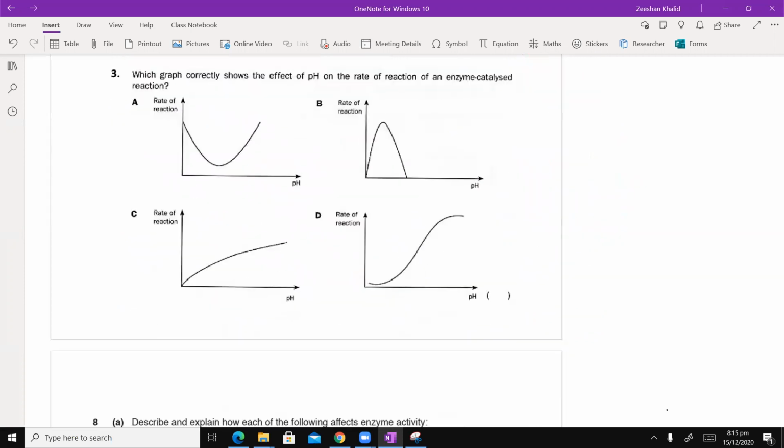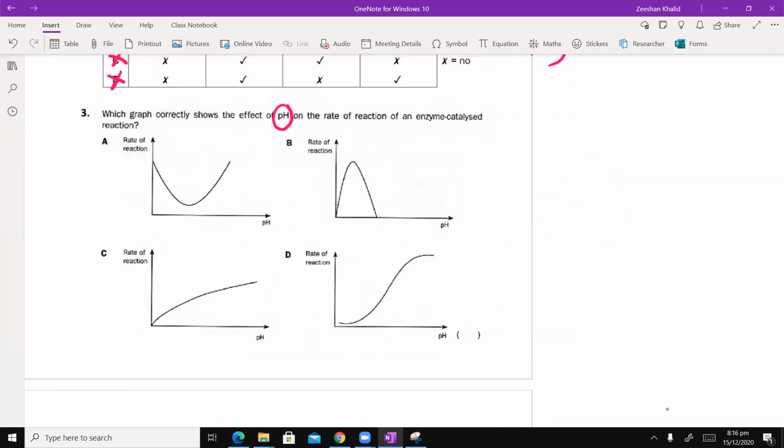Question number 3. Which graph correctly shows the effect of pH on the rate of reaction? Okay, so what is being tested against what? pH against the rate of reaction. So you have pH on the x-axis and rate of reaction on the y-axis. It is asking which graph shows the effect of pH. Well, let's look at all of the graphs one by one. What is graph A showing? Graph A is showing that as we increase the pH value on the x-axis, the rate of reaction decreases.